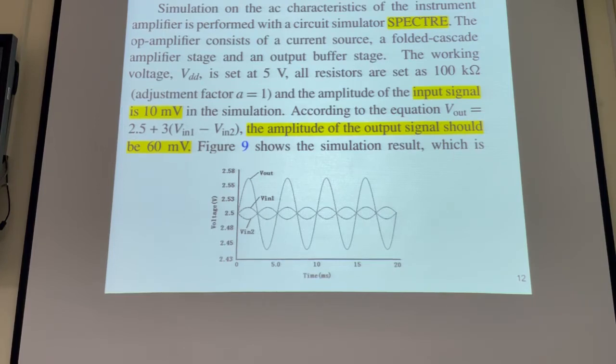According to the equation, Vout is equal to 2.5 plus 3 times (Vin1 minus Vin2). Amplitude of the output signal should be 60 millivolt. Figure 9 shows the simulation result.